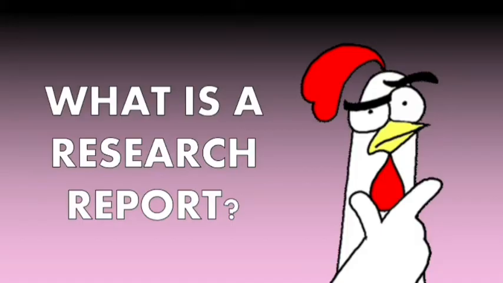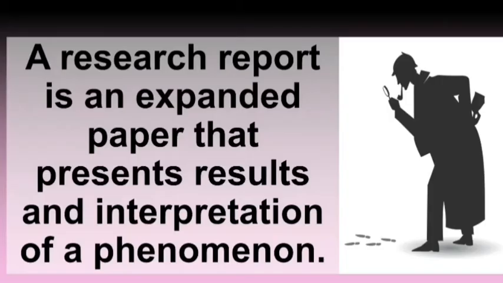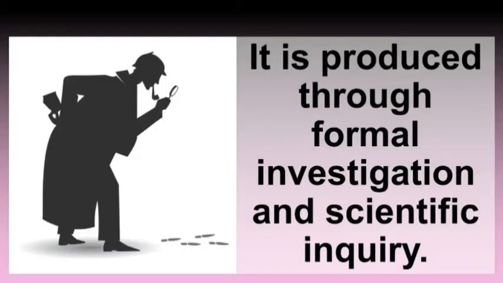And now let's proceed to what is a research report? It is an expanded paper that presents results and interpretation of a phenomenon. It is produced through formal investigation and scientific inquiry. This has a little sameness with your SIP, or what you call Science Investigatory Project, when you were in your junior high school. Because just like your SIP, you are doing investigation, experimentation, and scientific inquiry to achieve results.